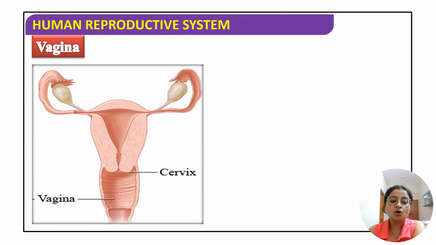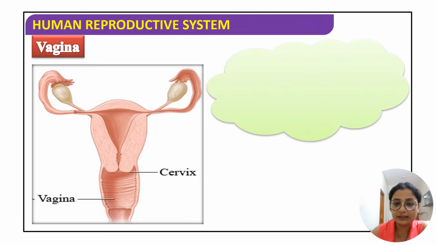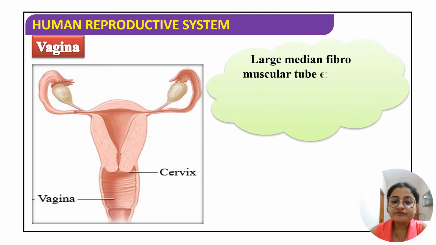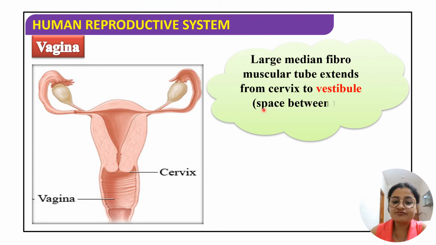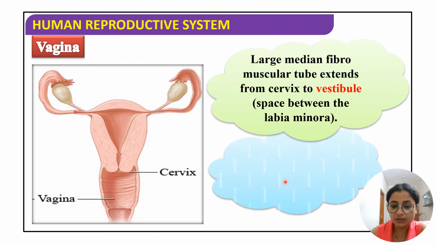Okay. Now talking about the vagina, which is the birth canal. So cervix and vagina together make our birth canal ready. Okay. So vagina is the large median fibromuscular tube which extends from the cervix to the vestibule, which is the space between the labia minora. What are labia minora and labia majora? We will be talking about that in the upcoming slides.